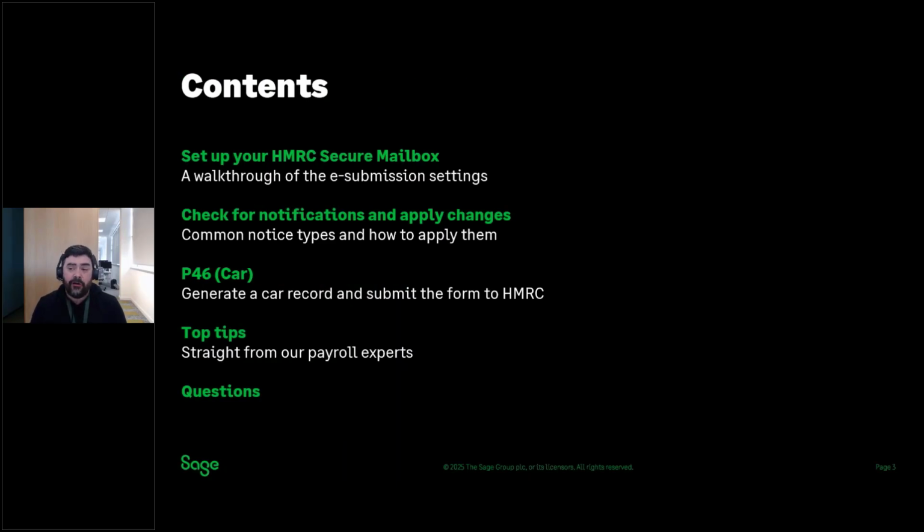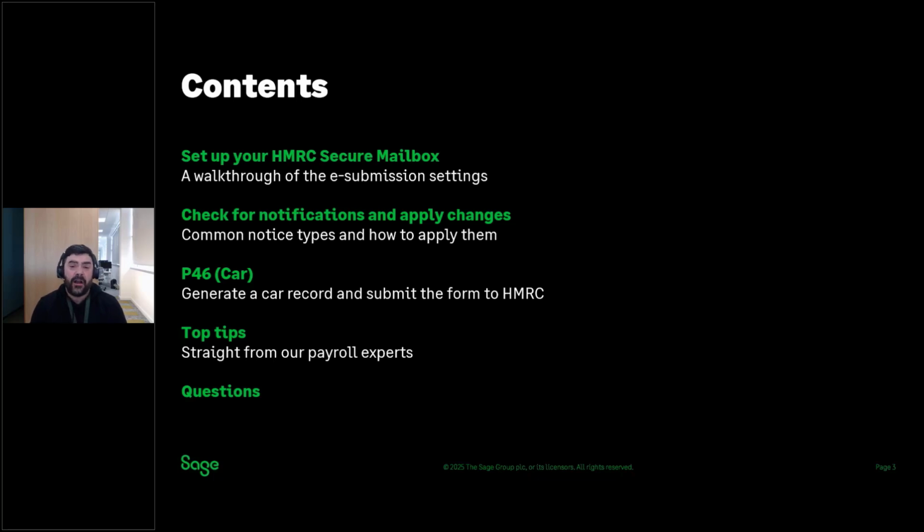So we'll start things off with a look at the setup of the HMRC Secure Mailbox. This is a mailbox built in to Sage 50 Payroll, and we'll walk you through the main e-submission settings. I'm going to demonstrate how it works. So we're going to check for some of the common notice types. It tends to be tax code notifications. We'll look at how to view those notices and how to apply them directly to employees within your payroll.